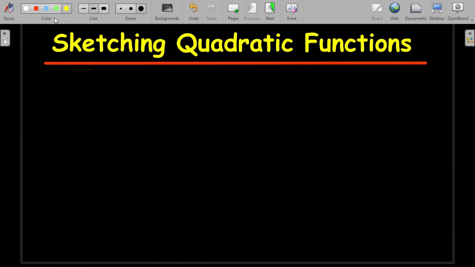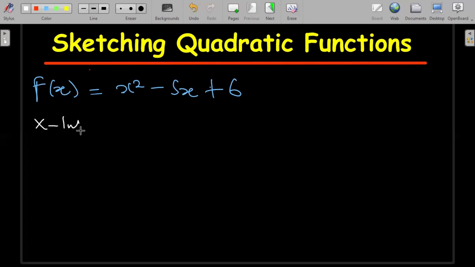Okay, so let's say you've been given the following function: f(x) = x² - 5x + 6. And then they've told you to sketch this quadratic function. What are you going to do? The first thing is to find the x-intercept. So we are using the general way. If you're finding the x-intercepts, we said you let y or f(x) be equal to 0.